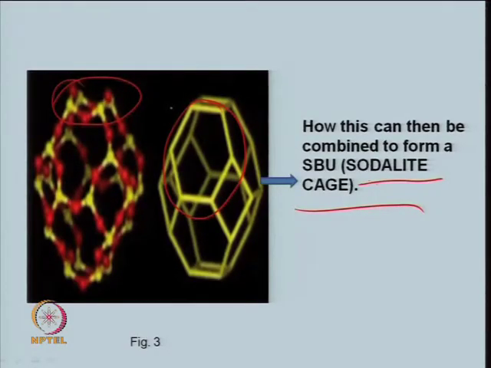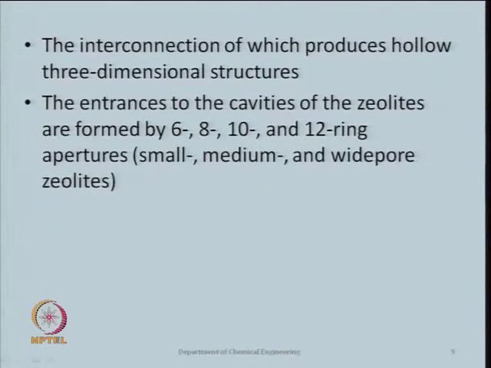And this is just one, and there can be different ways of arranging these, right, and you can have different kinds of primary building structure or secondary building unit of a zeolite framework. So, this is important, that the interconnection produces a hollow 3 dimensional structure. So, you get a 3D structure in the case of zeolite materials, right. So, 1D, 2D, 3D, different kinds of structures can be obtained, and the entrances to the cavities of the zeolite are formed by 6, 8, 10 and 12 ring apertures, which depend upon the number of oxygen, or T atoms, in the one ring which I was talking about.